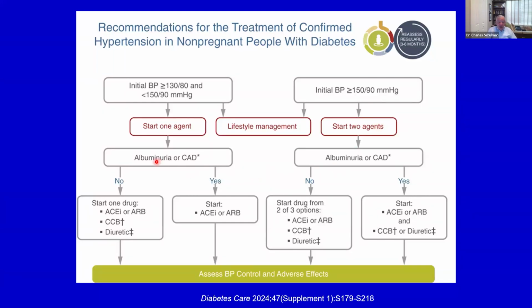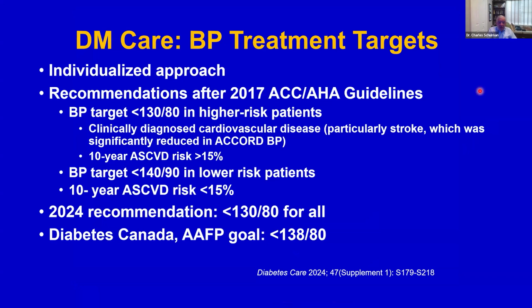With no albuminuria, you have a choice of drugs. With albuminuria, use an ACE or an ARB, and that would be the same, regardless of initial blood pressure. The treatment targets have really been changed. The 2017 ACC/AHA guidelines, as I've already stated, are that the blood pressure target should be less than 130 over 80 in higher risk patients.